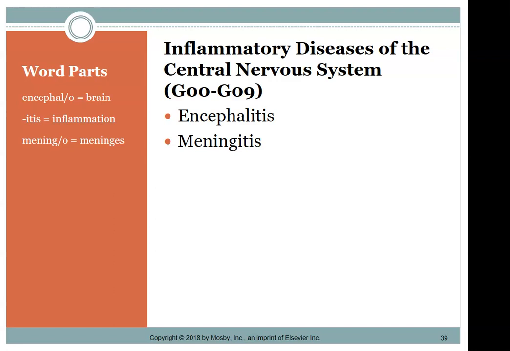Inflammatory diseases of the central nervous system, codes G00 through G09. Encephalitis is inflammation of the brain, most frequently caused by a virus transmitted by the bite of an infected mosquito. Meningitis is an infection or inflammation of the membranes covering the brain and spinal cord, most commonly due to a viral infection, although more severe strains are bacterial or fungal in nature. And your word parts: encephalo is brain, itis is inflammation, and meninges is meninges.